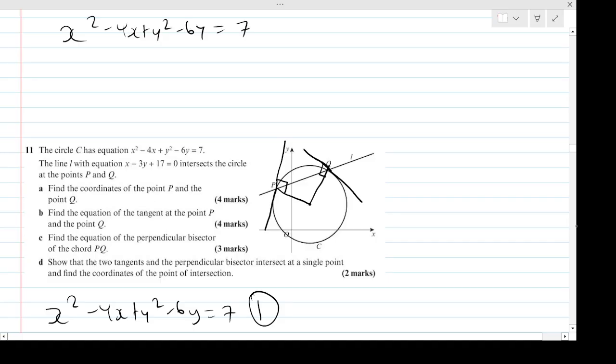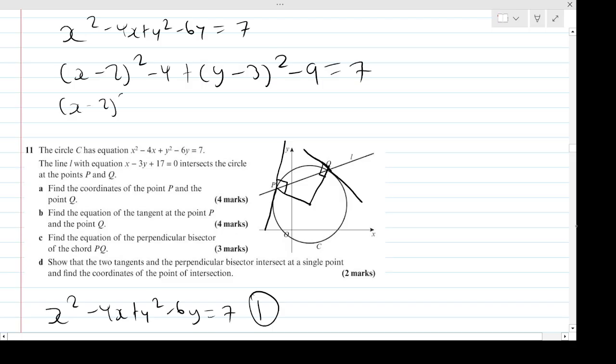So then I do x, and then half of minus 4 is minus 2, all squared, take away 2 squared is minus 4. Then y, and then half of minus 6 is minus 3, all squared, and take away 3 squared is minus 9, and that's equal to 7. Then I do x minus 2 all squared, plus y minus 3 all squared, and if I add the numbers minus 4 and minus 9 is minus 13, then I'm going to need to move that to get 7, add 13 to get 20.